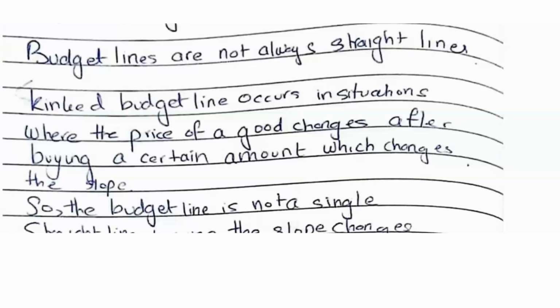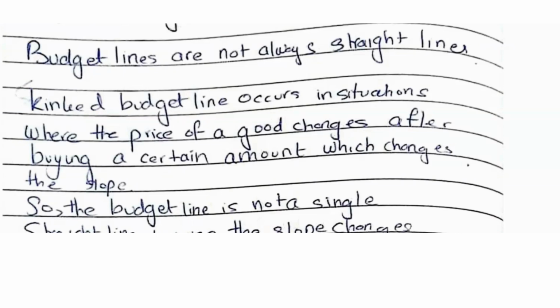We want to now look at kinked budget lines. Now, the idea behind kinked budget lines is that budget lines are not always straight lines. Kinked budget lines occur in situations where the price of a good changes after buying a certain amount, which is going to change the slope. Because, like we talked about, slope is the negative ratio of prices. So, after you buy a certain amount of a good, the price will change, which will change the slope.